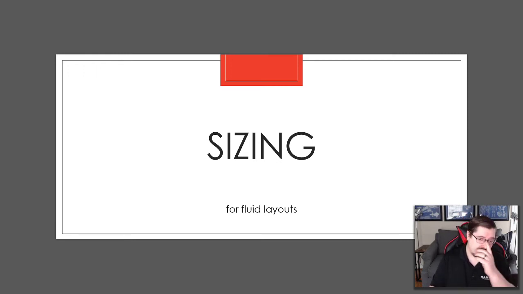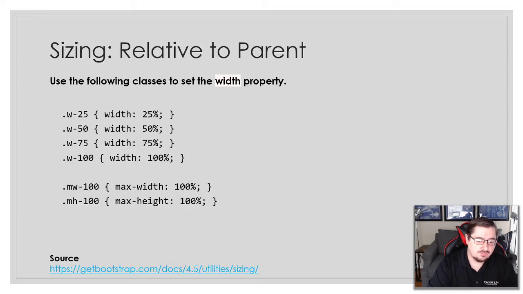So next, let's talk about sizing and some of the sizing utilities that are available for working with fluid layouts. Okay. So w-25 will set your width to 25%. w-50 will set the width to 50%. w-75 will set it to 75%. w-100 will set it to 100%. So that way you can quickly say, well, I want this element to be the full width. w-100 is your quick shorthand for that.